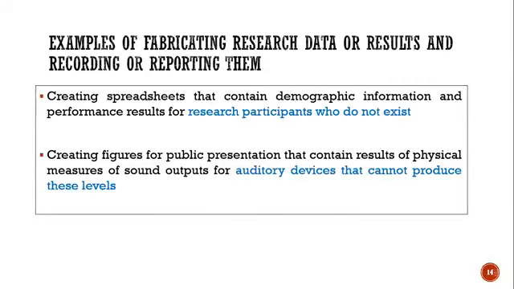Examples are fabricating research data, creating spreadsheets that contain demographic information and performance results for participants who do not exist. So take care. Creating figures for public presentation that contain results of physical measures or anything which it is not possible to obtain or reproduce means that there is something wrong. Data or results should be shown in such a way that if someone else is interested in reproducing them, he or she may reproduce them.